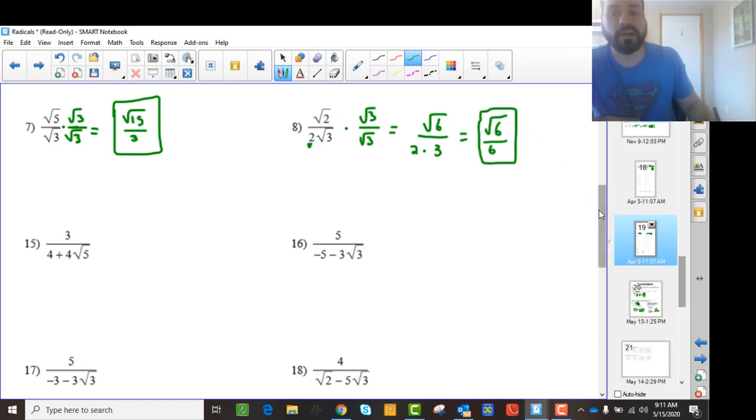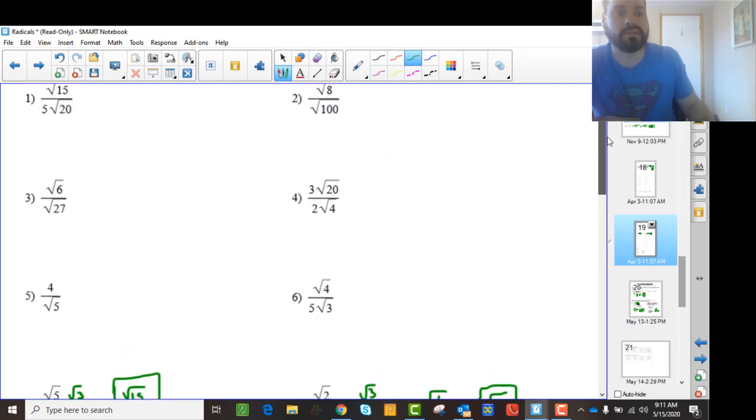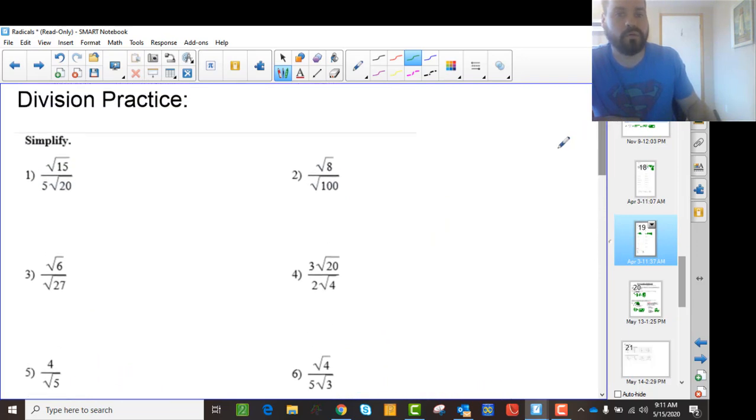So some of these are going to divide nicely, okay? And some of them don't. So if they don't, then you want to do that. And if they don't, but they reduce, then you can do that too. Like the square root of 8 over 100 becomes this, right? You can divide them both by 2. And then that becomes 2 over 5, okay?